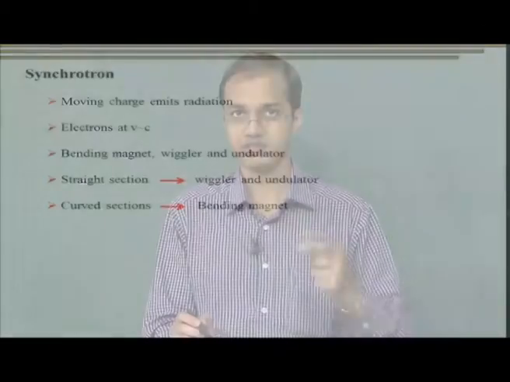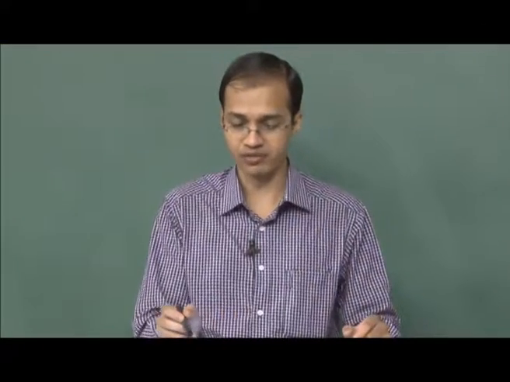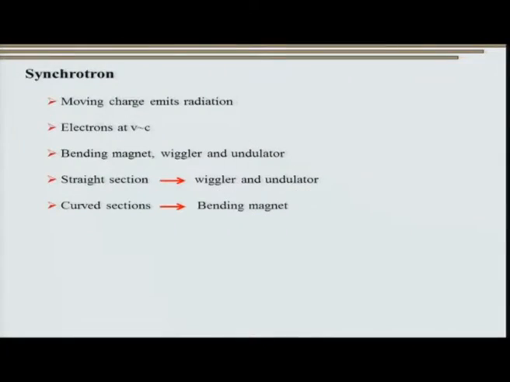These electrons, which are travelling at the speed of light, are focused using electromagnets in different geometries, mainly the bending magnet in the curved sections as well as the wiggler and the undulator in the straight sections. I will just show you what the profiles of these look like.